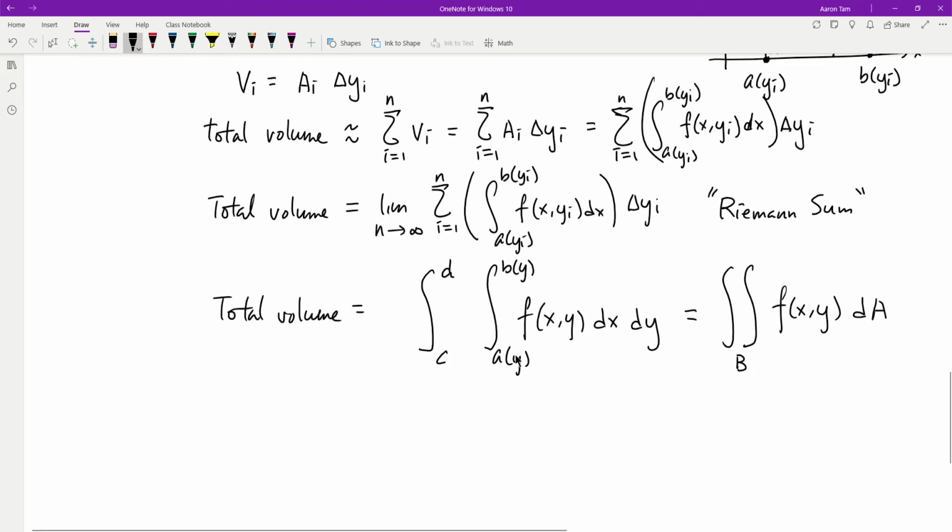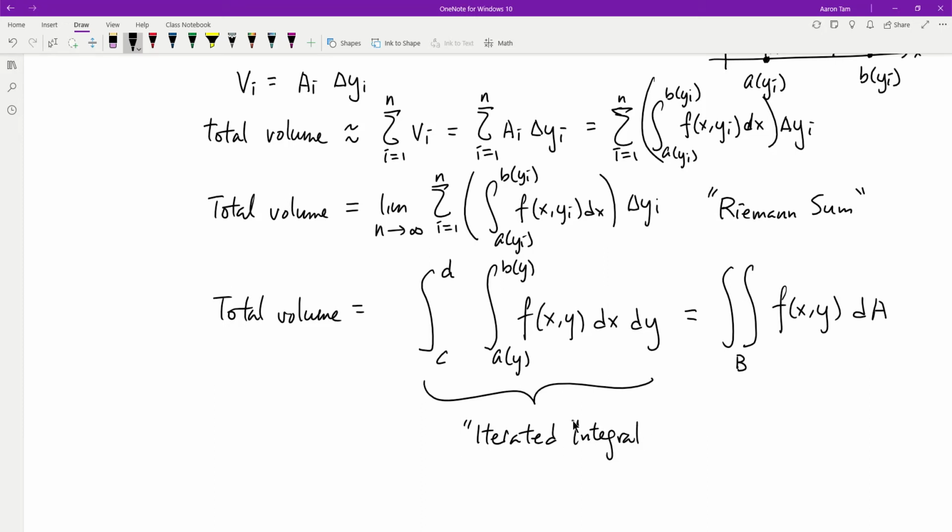Now, this integral has a special name. This integral is called an iterated integral. The word iterated means doing something one after another. In this case, an iterated integral means that you're doing an integral after another integral. Like the notation looks, it means that you integrate and then integrate again, using two different sets of limits. Also very important to identify is that this is now defined to be a definite integral.